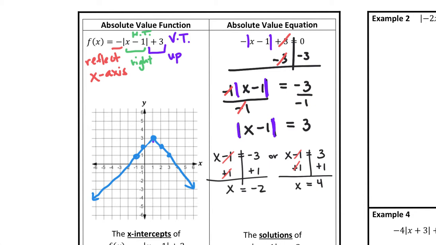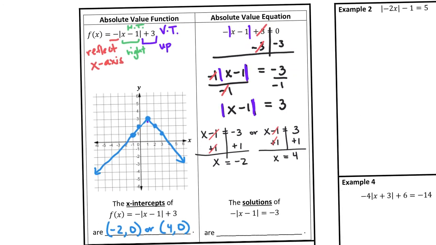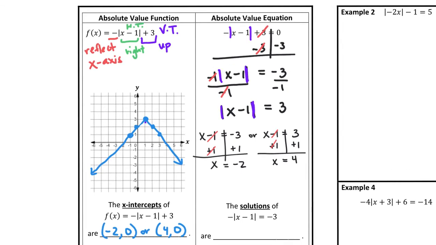Why is that interesting, or what do you notice that is important here? Well, if we look at it, our answers were negative 2 and x equals 4. So I'm going to write that at the bottom here. The solutions of the equation are x equals negative 2 or x equals 4. And that's interesting because when I graphed this equation, my x-intercepts were negative 2 and 4. And my solutions over here are negative 2 and 4.